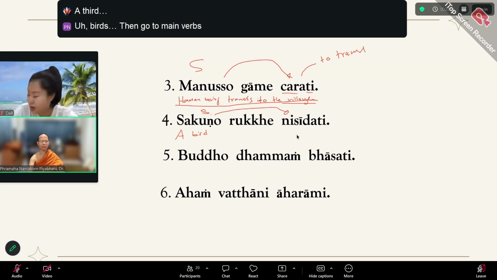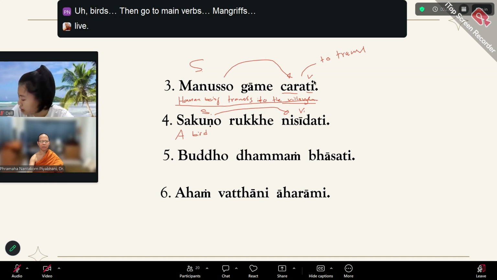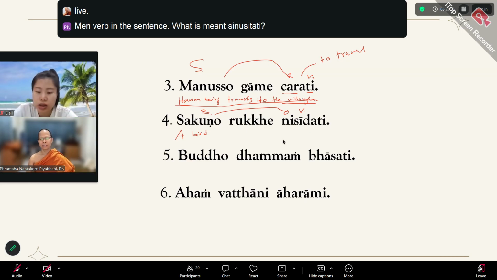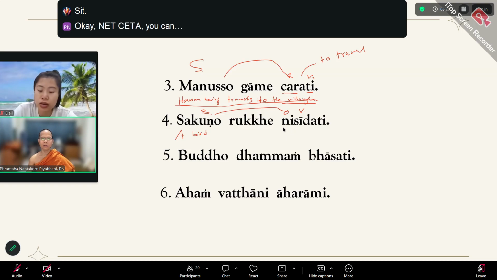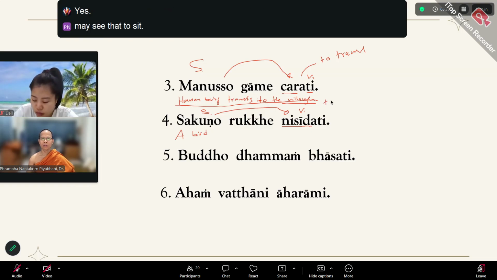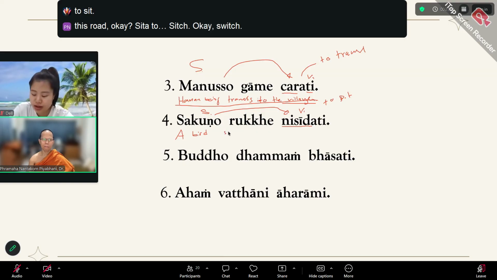Then go to the main verbs. Main verb in the sentence. What does nisitati mean? Sit. Nisitati. Okay, nisita, you can understand directly. Nisita, to sit. This root, nisita, to sit. Okay, sit.